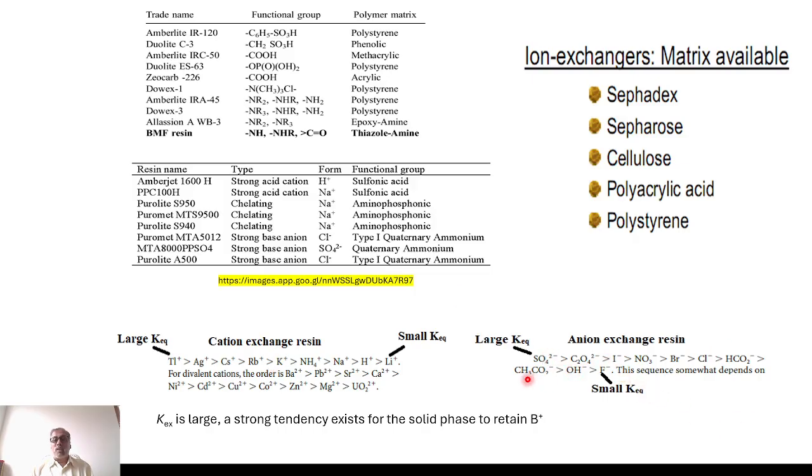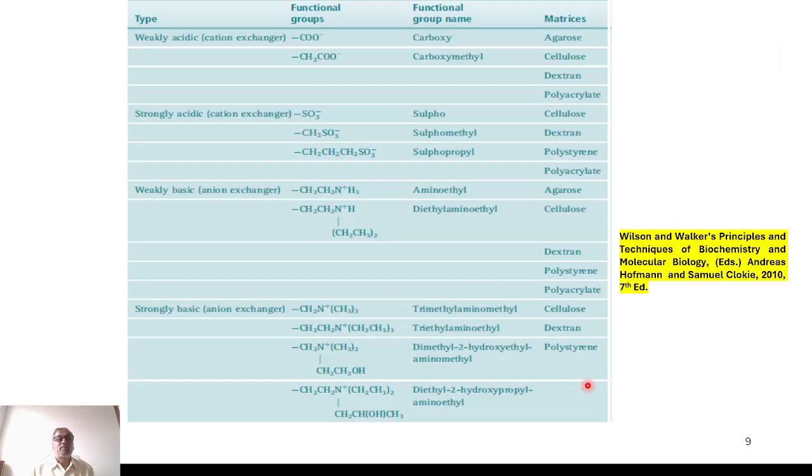For anions, you can see different varieties. You can use sulfate, iodide, bromide, nitrite, chloride, bicarbonate. So different types of diffusible anions are also available.